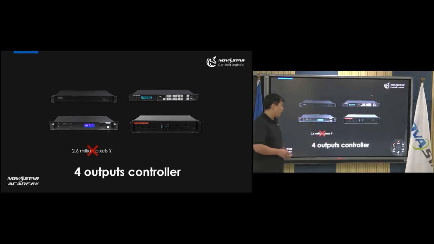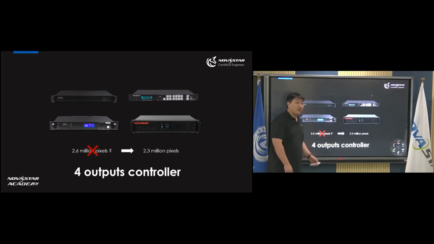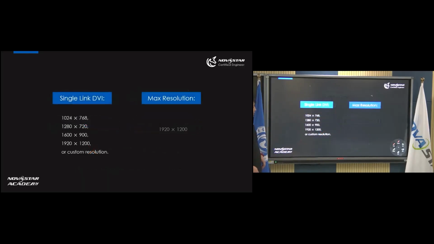Actually, the answer is no. It couldn't be 2.6. Someone will ask, oh, 650,000 multiplied by 4 should be 2.6 million pixels. And it's yes, but you get a limitation by the video input, so that one is 2.3 million pixels. And I will give you the reason why here.